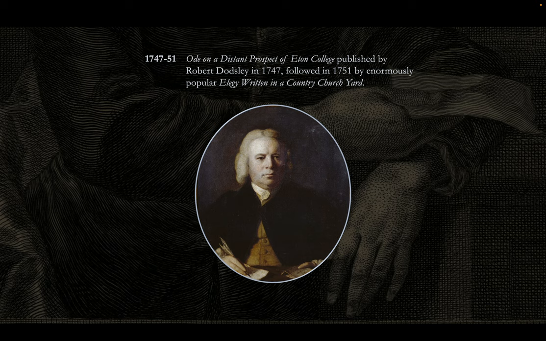Ode on a Distant Prospect of Eton College was published by a man named Robert Dodsley. You see him there in the picture in 1747. Dodsley was an enormously influential publisher in the middle of the 18th century. He was Samuel Johnson's publisher, one of the great scholars and writers of the 18th century, and Dodsley was quite pleased to have Thomas Gray in his stable of poets. And then in 1751, Dodsley published the enormously popular Elegy Written in a Country Churchyard.